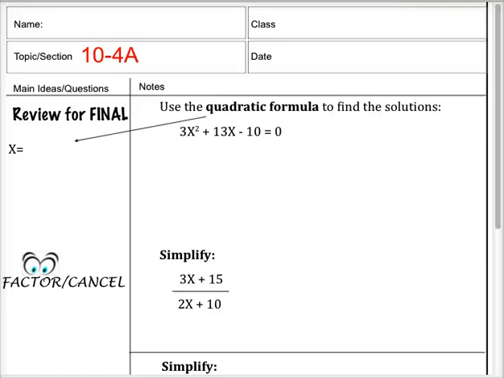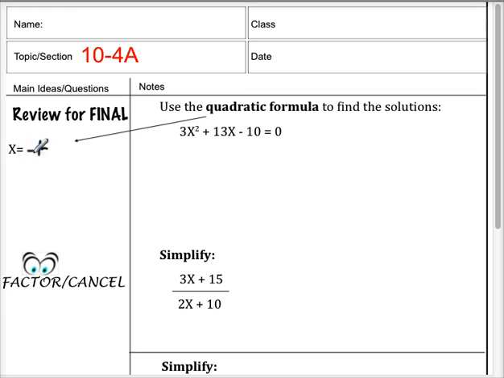Welcome back again, class. Today we're going to be moving into 10-4. But before we begin these notes, we are going to do some more final review. So, quadratic formula. This was a huge topic for us. So let's recall first, what actually is that quadratic formula?